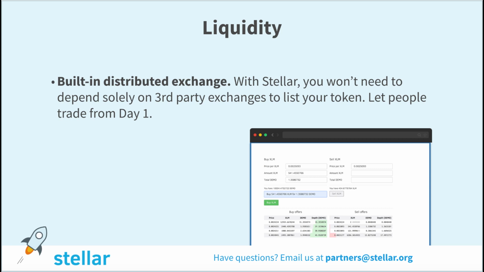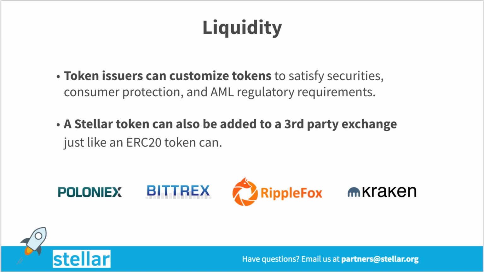So there are 2 important things to note here. We believe that a lot of the coins that are being issued right now are securities or will be considered securities in the future. So Stellar features tools that allow token issuers to customize tokens to satisfy securities, consumer protection, and anti-money laundering regulatory requirements. And so this includes things like whitelisting potential contributors. You can limit the number of holders that can hold your token, or you can revoke access to tokens in the event of misuse or exploit.